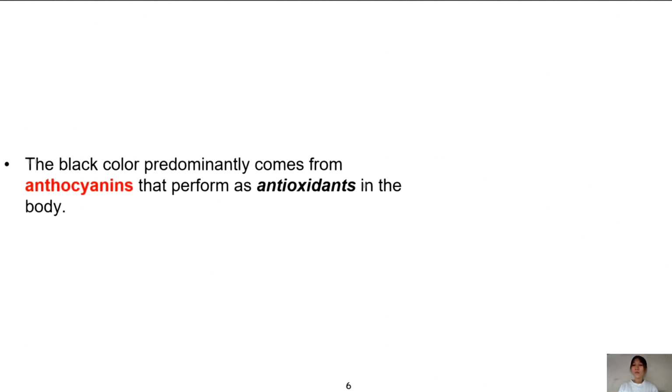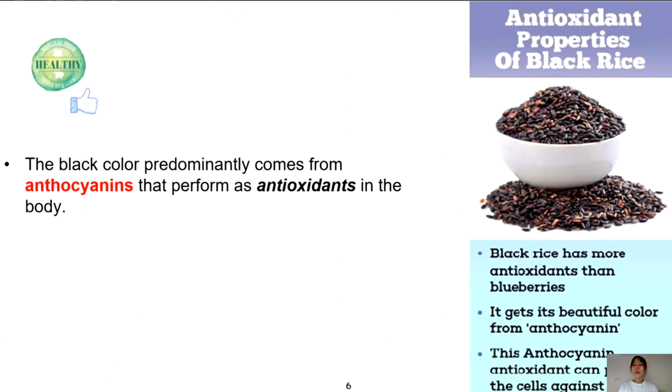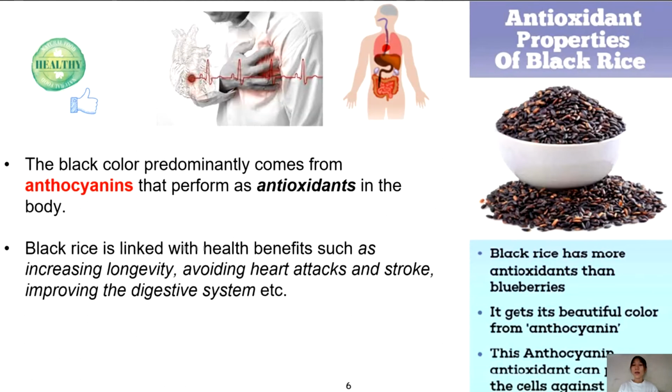So maybe some people will have a question about where the special black color of this rice comes from. And the answer is anthocyanin, which are a type of flavonoid and perform as antioxidants in the body. Furthermore, black rice is linked with health benefits such as avoiding heart attacks and stroke, improving the digestive system, as black rice is loaded with dietary fiber.